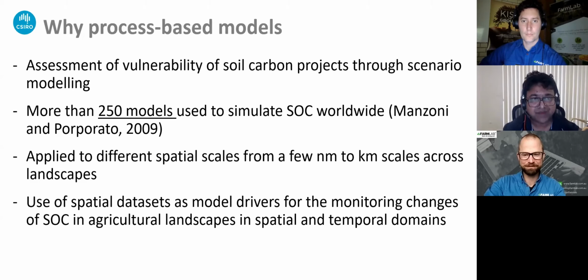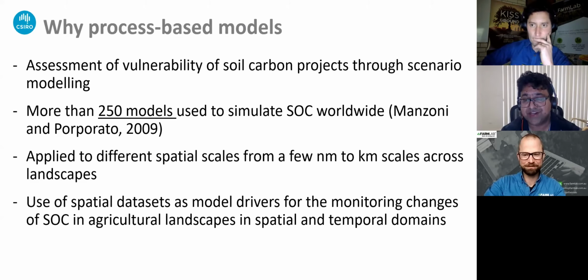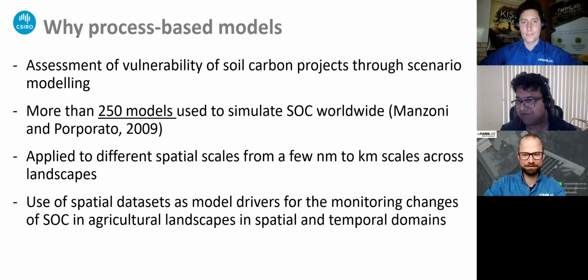Now, why process-based models? Process-based models can provide information in addition to carbon change and stocks, something like vulnerability, especially if you have a process-based model with multiple pools rather than a single pool of carbon. Multi-pool, like RothC, where we have DPM, RPM, humus, inert organic matter and biomass, five different pools. So we can look at how vulnerable the soils are. There are more than 250 models, so there's a choice.